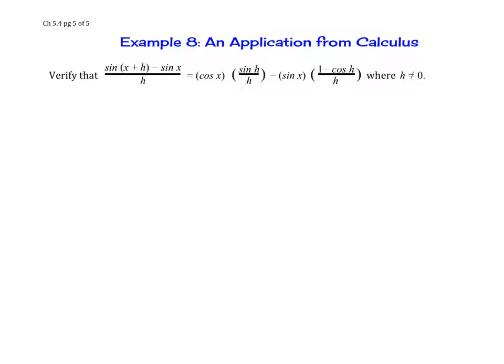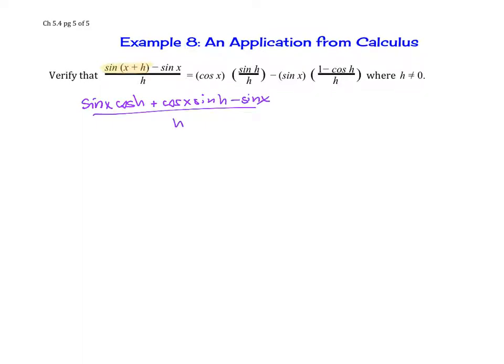h equals cosine of x times sine of h over h minus sine of x times 1 minus cosine of h over h. And so looking at what we did in this section, we're really looking at the sum formula for sine of x plus h. So let's do that first of all. So that is the sine of x times cosine of h plus cosine of x sine of h minus the rest, sine of x over h.